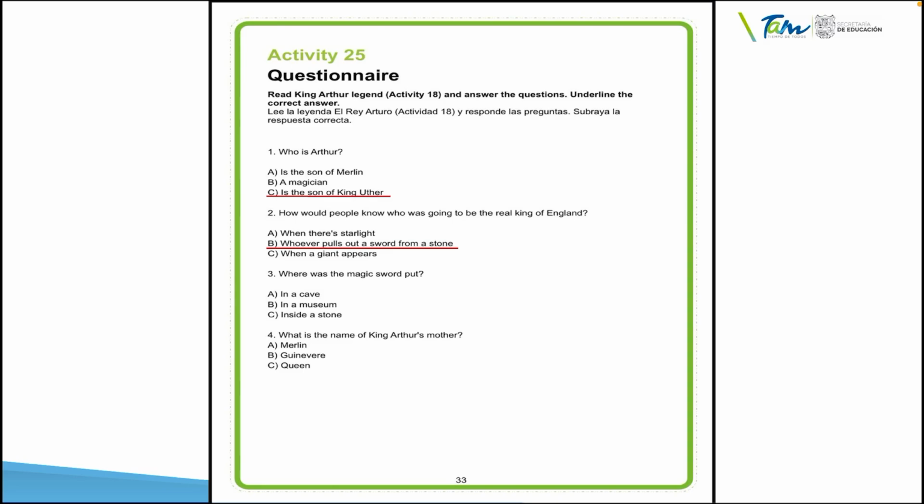Question 3. Where was the magic sword put? A. In a cave? B. In a museum? And C. Inside a stone? Okay. 4. What is the name of King Arthur's mother? The mother of Arthur. Merlin, Guinevere, or Queen?